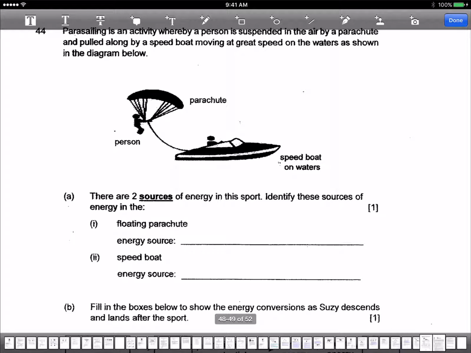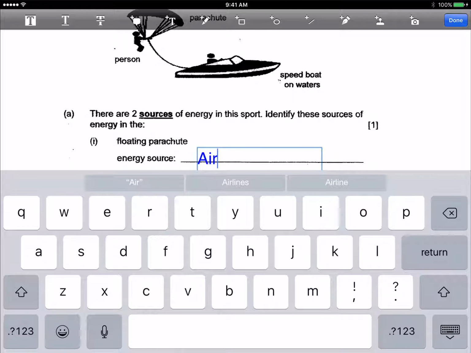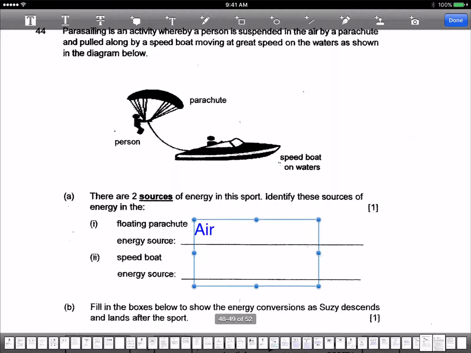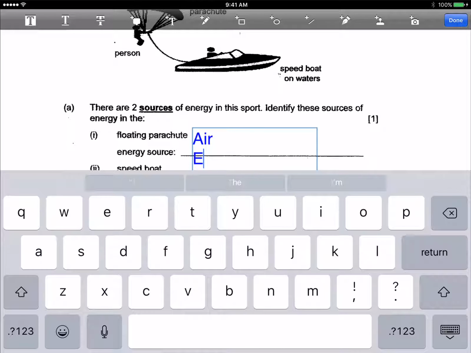Because it's coming down, but the air is propping it up. Okay, because it's coming down, what's the source of this friction? Air. Very good. So they're asking about source. This is very tricky. This air. Then how about the speedboat? Where's the energy source? Engine. Yeah, the engine.